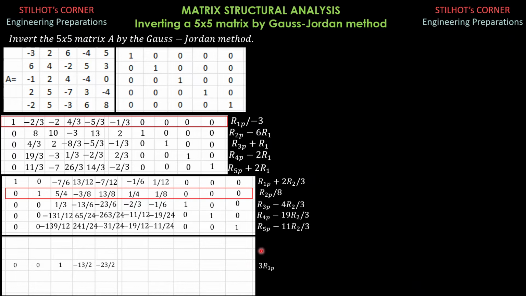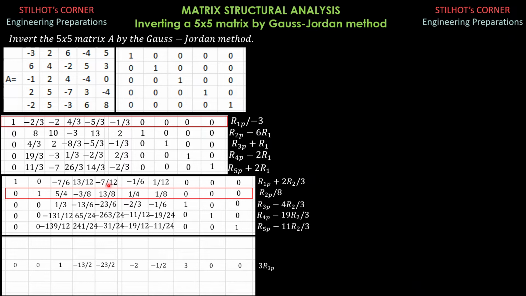So let's enclose that as our guide. Row 1 previous plus 7 over 6 of row 3. So that this is 1, 0, 0. 13 over 12 plus 7 over 6 times negative 13 over 2. That's negative 13 over 2.